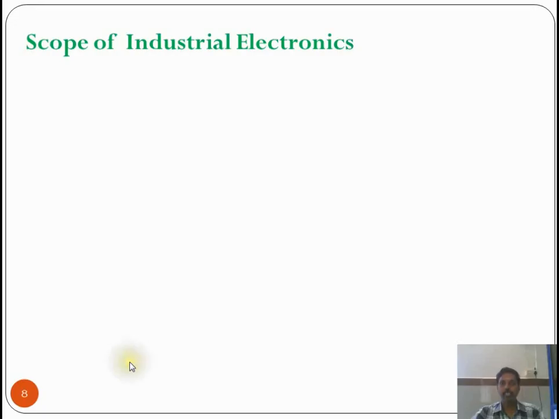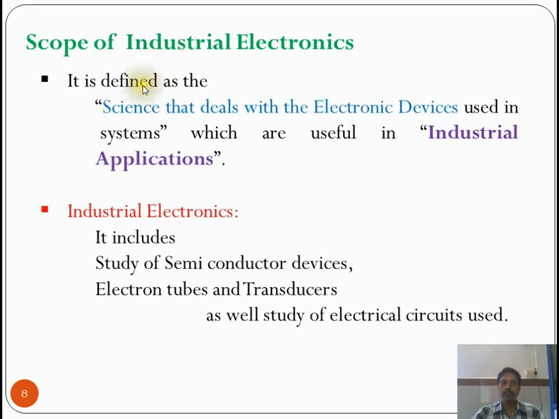Scope of industrial electronics. What is the scope of industrial electronics? It is defined as a science that deals with the electronic devices used in systems which are useful in industrial applications.